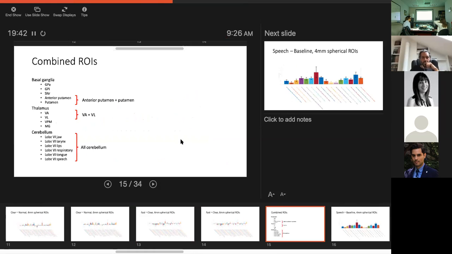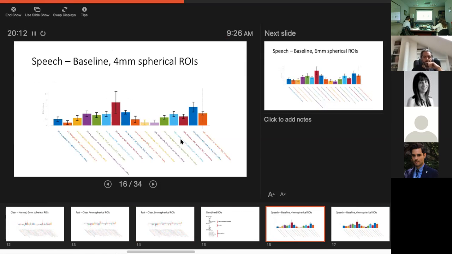So then this was basically the same analysis again, but with combining some of the regions. I've shown which ones are combined, and if they weren't combined, the individual remaining ones were still just entered into the analysis. So the anterior putamen and putamen were combined, the ventral anterior and ventrolateral nuclei of the thalamus, as well as all of the cerebellar nodes. And then what we got.